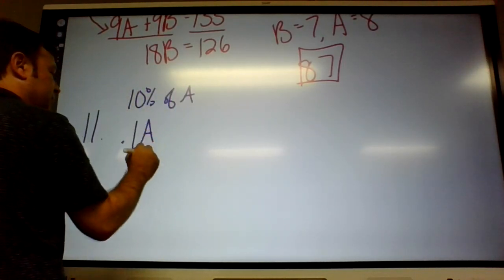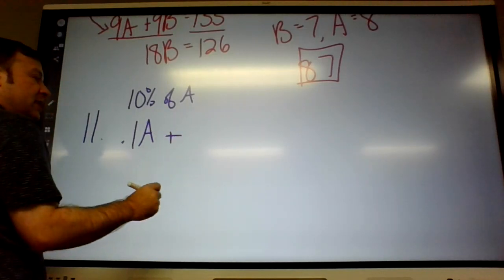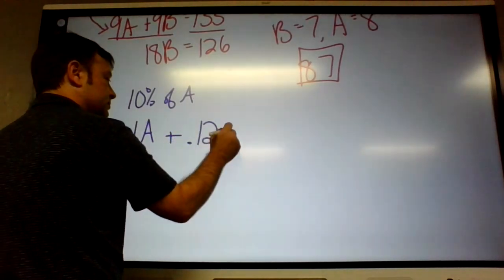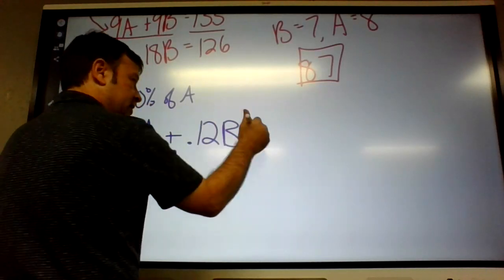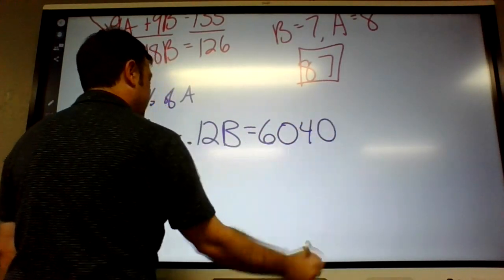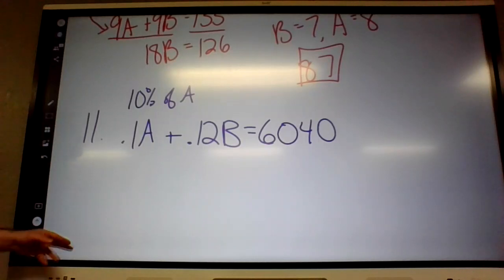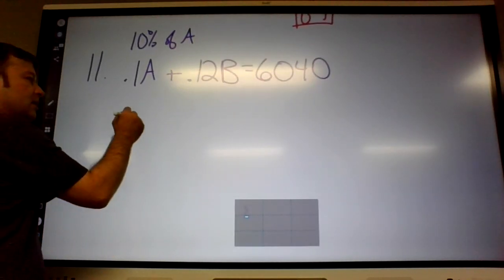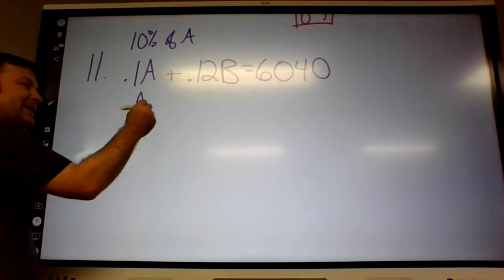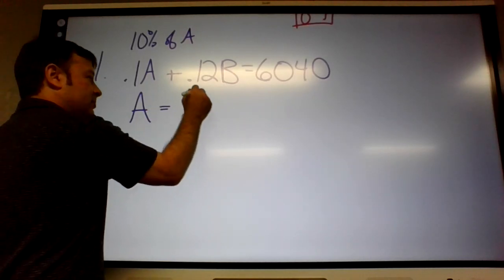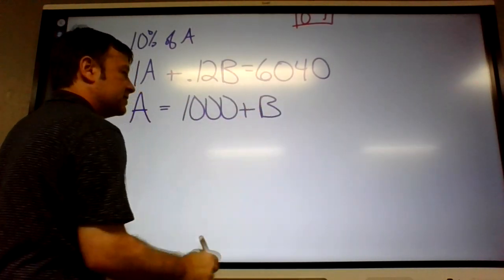So how do I do 10% of the first investment? 0.1A, it's kind of like number 3. And then 12% of the second investment gives him his profit of 6,040. It doesn't tell us the total he invested, but it does say that he invested 1,000 more in the first business. So the first business is 1,000 more than the second business.